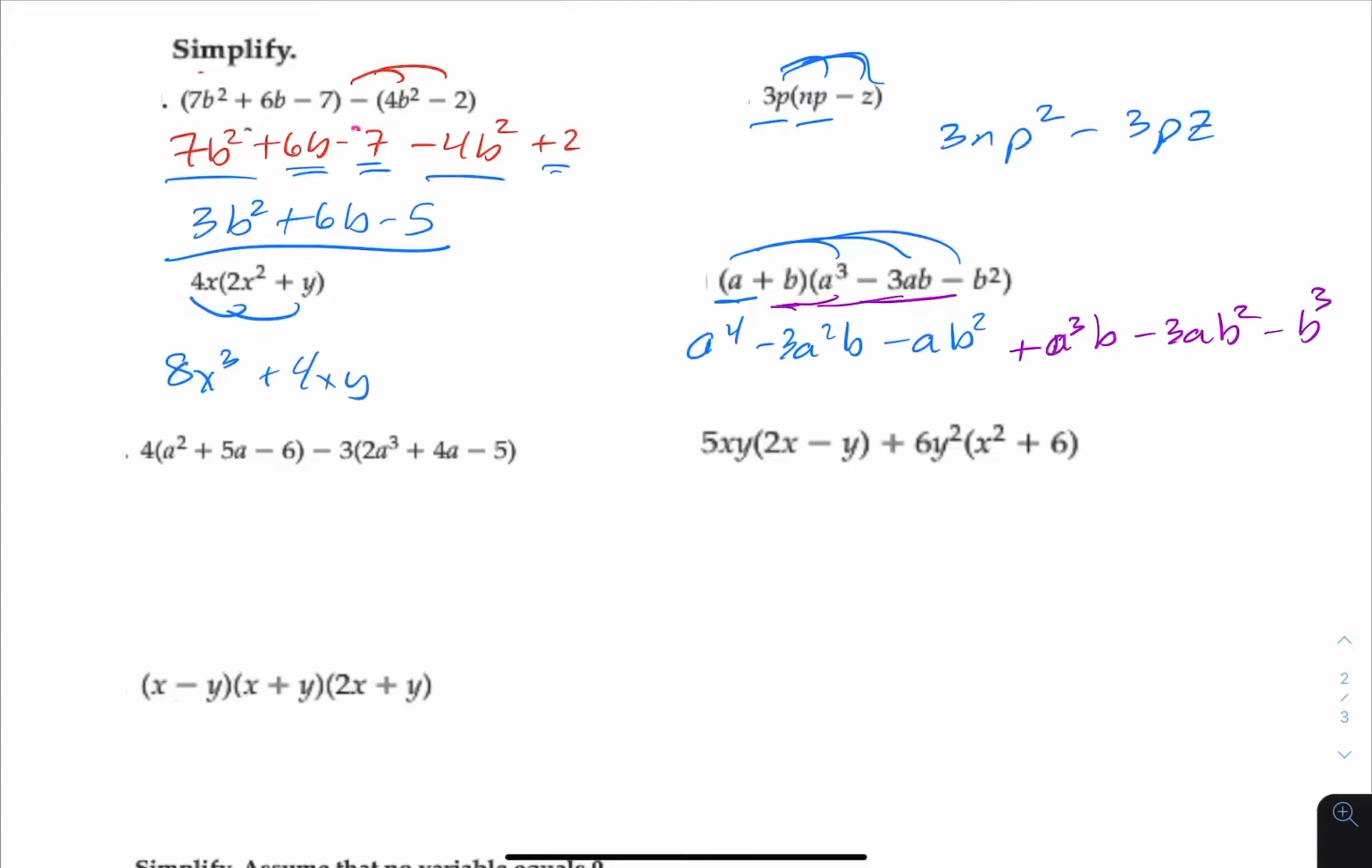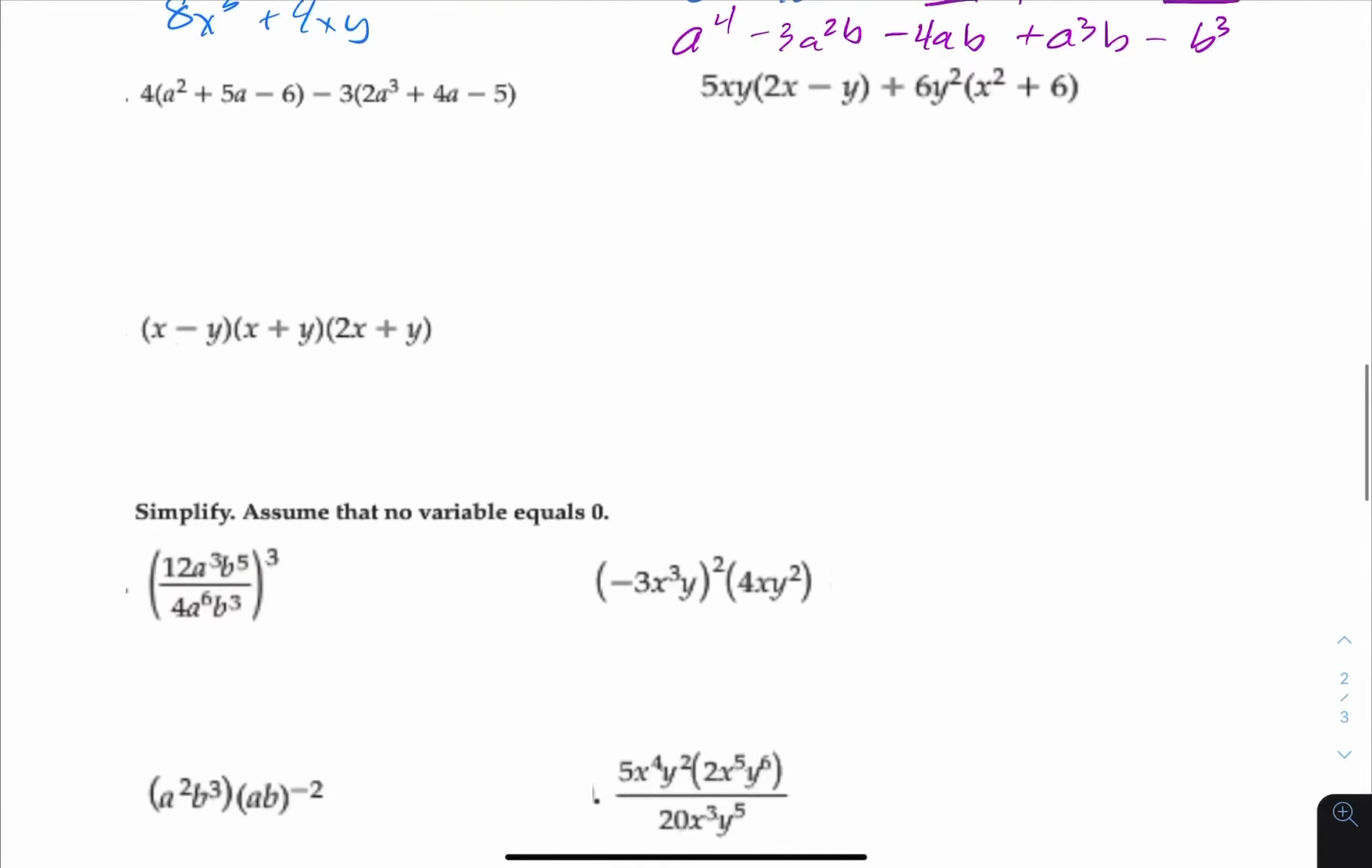And you check if you could add anything. I could add this guy and this guy. And I think that's it. I think that is all. Yep, that's it. So you get a to the fourth minus 3a squared b minus 4ab squared plus a cubed b minus b cubed. And that's the answer to that one.